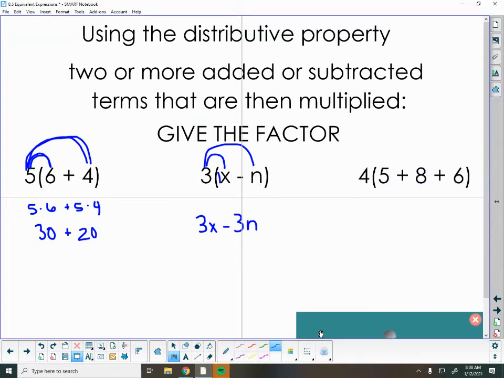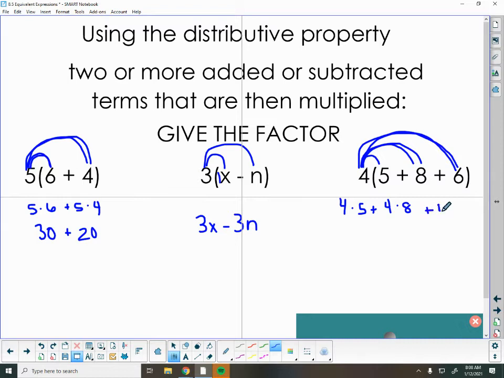So let's try one more here. So if we have this here, we can give the 4, give the 4, give the 4. So since they're all added, we can give the 4 to all parts. So here we would have 4 times 5 plus give the 4 to the 8, 4 times 8, plus give the 4 to the 6, plus 4 times 6. And then you could see if this was equivalent to a different expression.